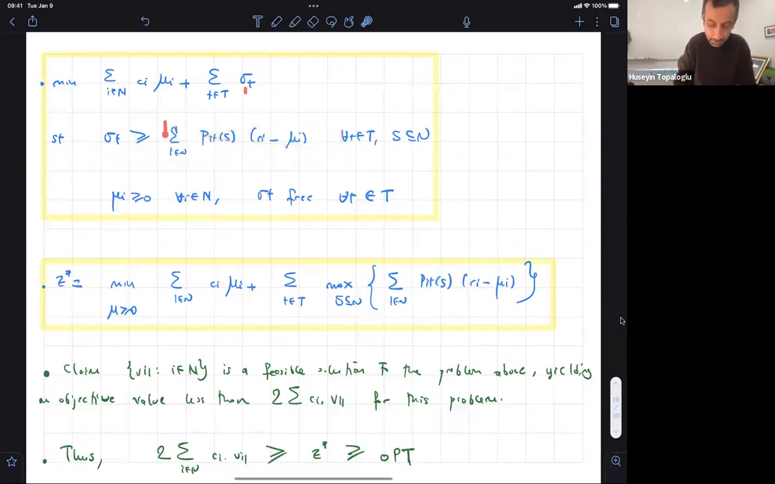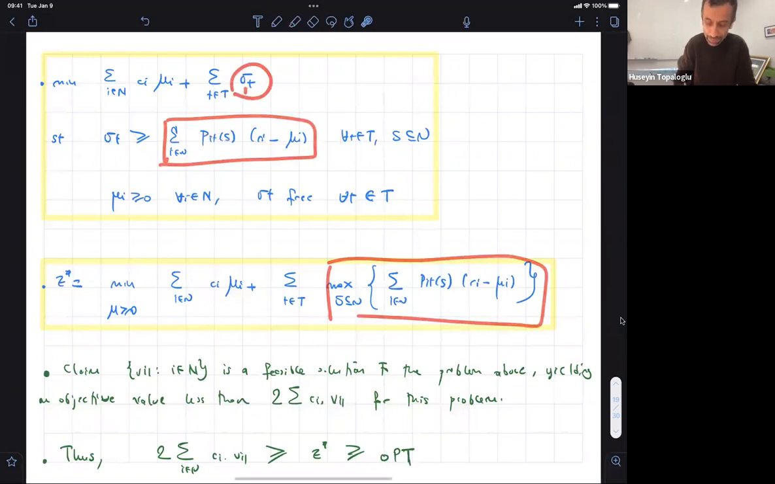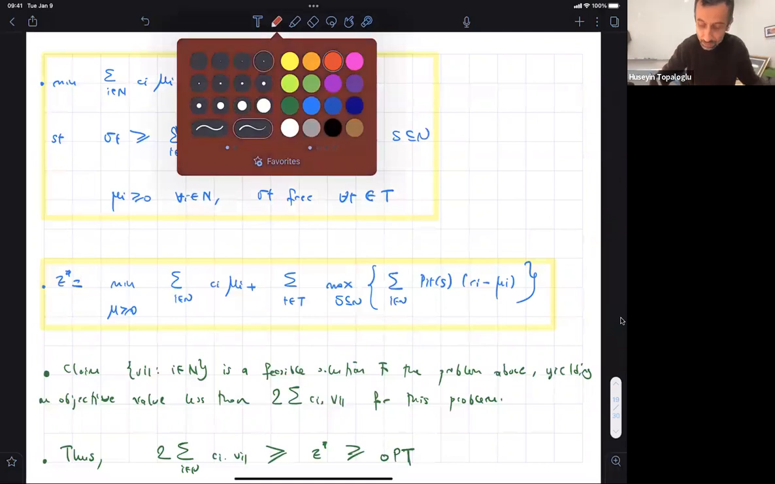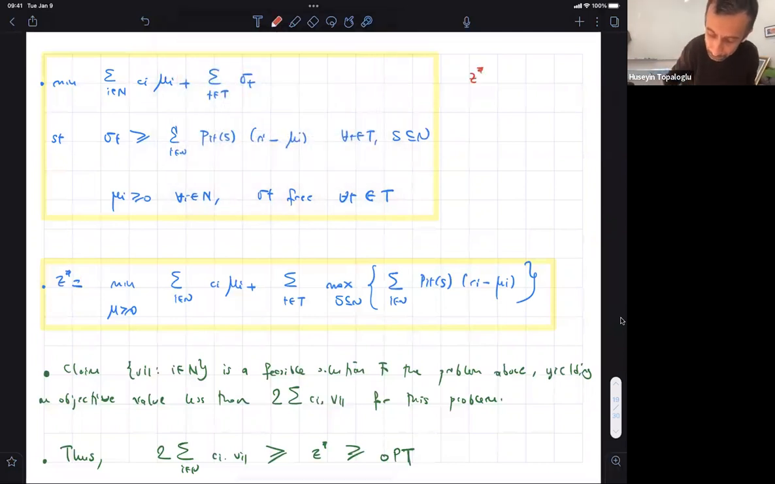Replace sigma t by the max of that expression over every assortment, and drop that constraint. So this is the dual of the LP. Just a few iterations we did on the dual of the LP, but this is the exact same dual. And since this is the dual of the LP, it also has the optimal objective value z star. And remember, we said that z star is an upper bound on opt. So this is where we stand right now.